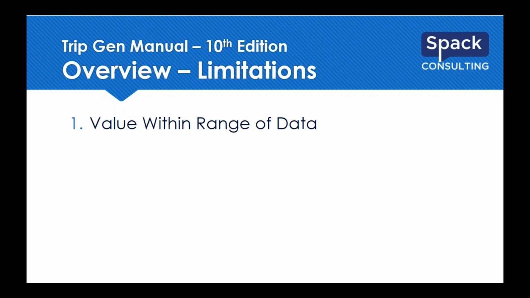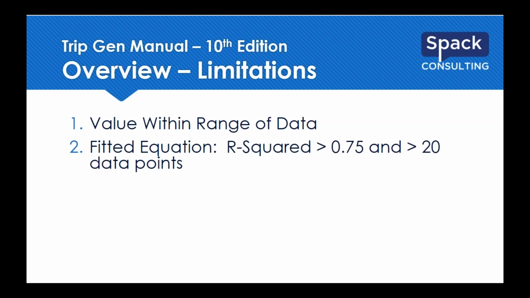The first one is, and these are all intuitive for us engineers, make sure the size of your use is within the range of the data. So if you're looking at an office building and we have data from office buildings from 10,000 to 200,000 square feet, and all of a sudden you have a 2 million square foot office park, I'm exaggerating a little bit, but don't expect that those rates are going to apply when you're outside of the range.